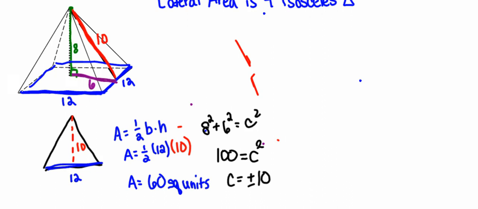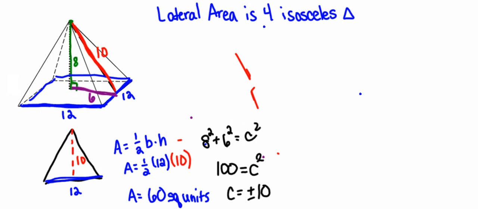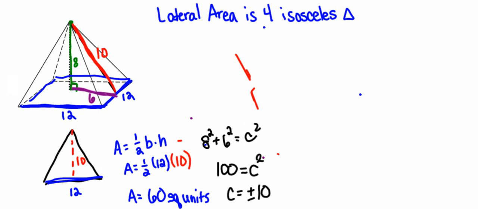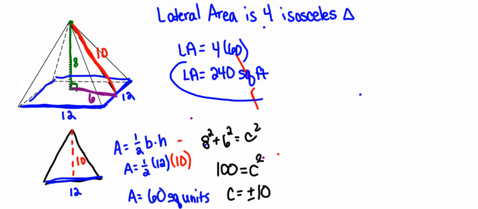So now going back to my lateral area, it is made up of 4 of those isosceles triangles. So my lateral area is going to be 4 times the 60 square units that are in each, or 240 square units. And I'm going to say square feet because they give me dimensions in this problem. So there's my lateral area.